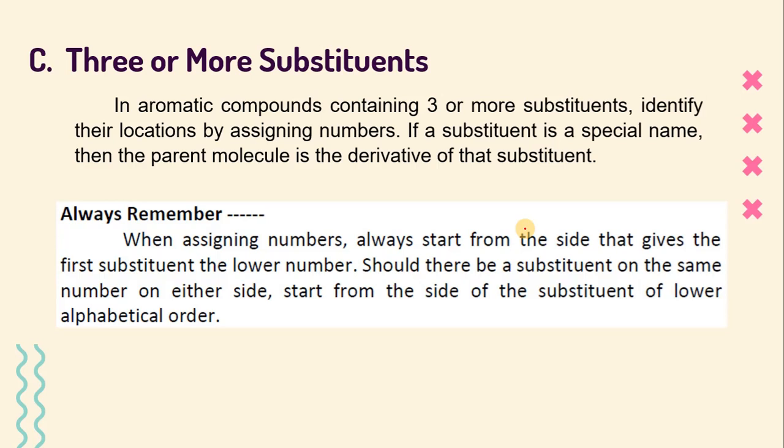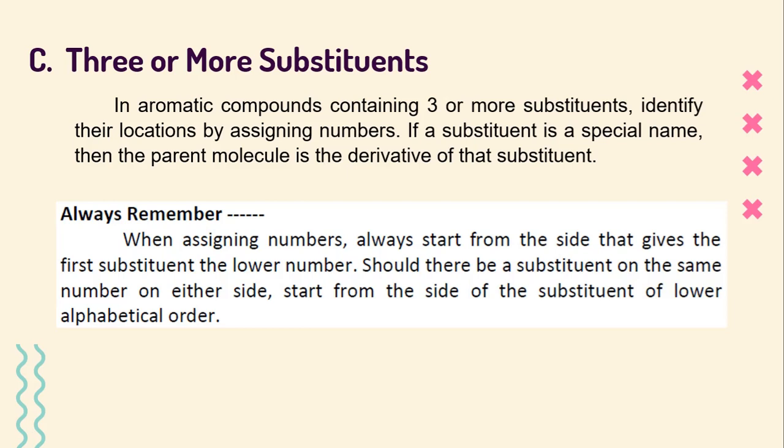Okay. 3 or more substituents. We can also have 3 or more. So in aromatic compounds containing 3 or more substituents, identify their locations by assigning numbers. If a substituent has a special name, then the parent molecule is a derivative of that substituent. Again, kung naay special name, mao na itong i-consider o mga parent name.